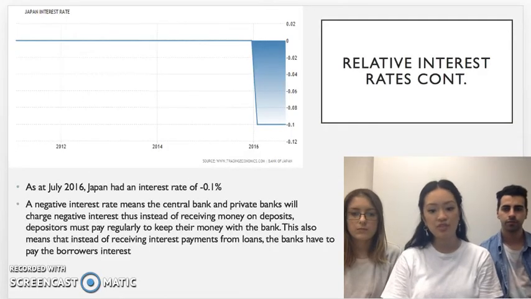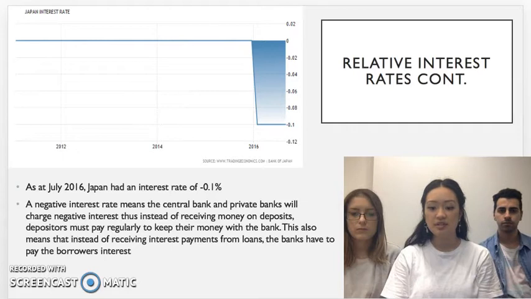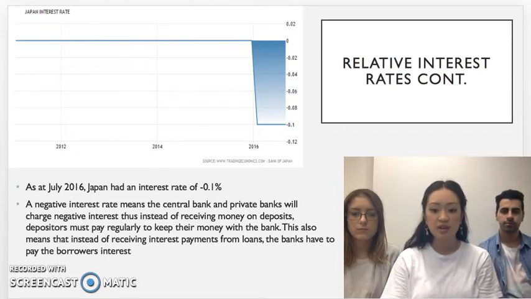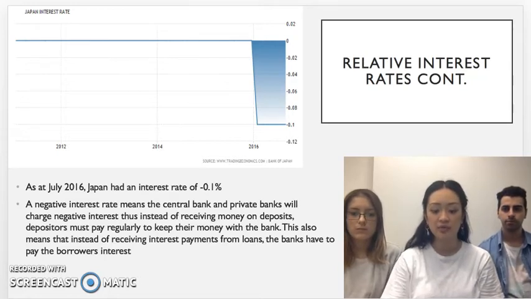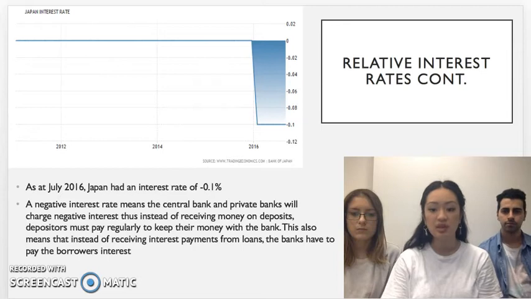Because the banks are paying interest where they should be earning interest, it is extremely costly for the government to sustain the negative interest rate. Because of the negative interest rates, the local Japanese people have no incentive to invest in their own financial system, instead looking elsewhere. This increases the supply of the Japanese yen, causing a depreciation of the currency.